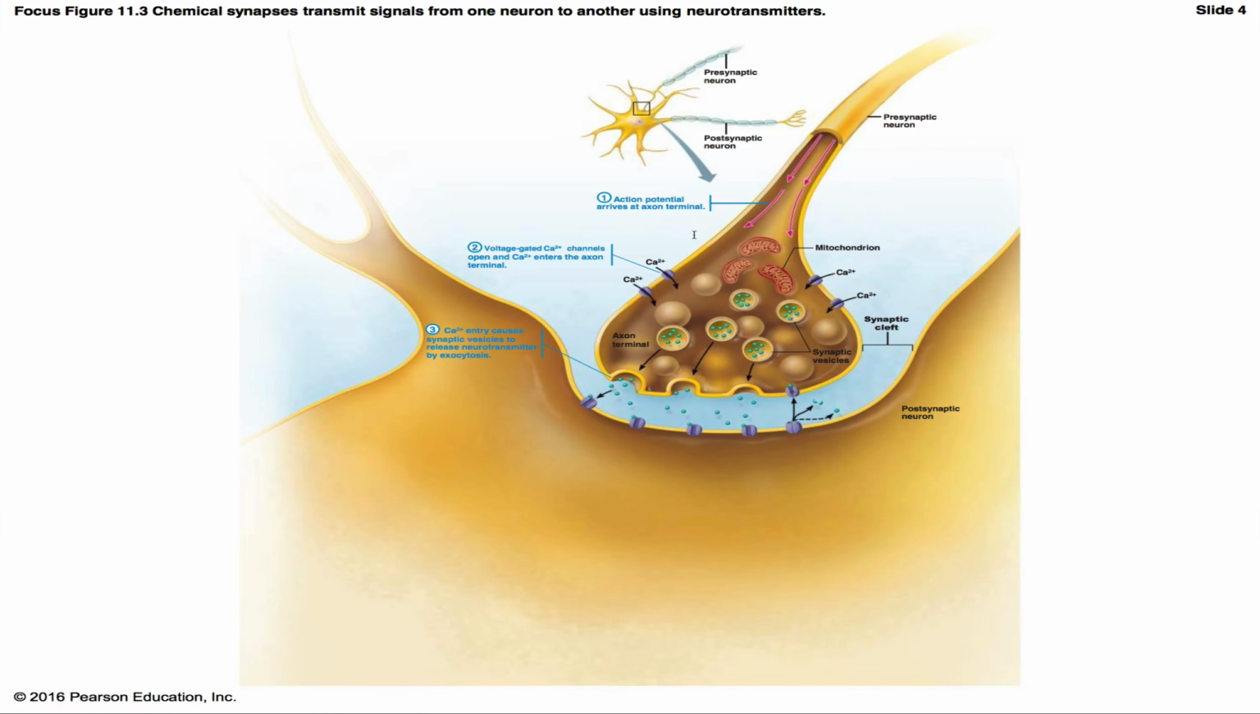So these voltage-gated calcium channels will open as the action potential arrives over here. When these voltage-gated channels open, we have a lot of calcium on the outside, and remember, calcium is going to want to travel down its concentration gradient. So it's going to go from this area of high concentration and enter this axon terminal where the concentration is low. When the calcium enters this axon terminal, it's going to bind to those synaptotagmin proteins that we spoke about earlier.